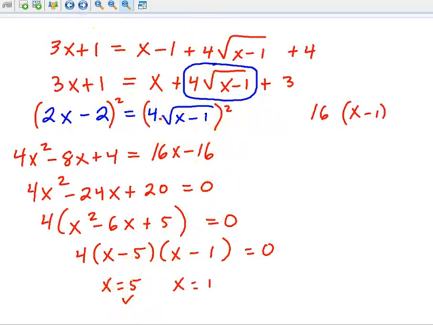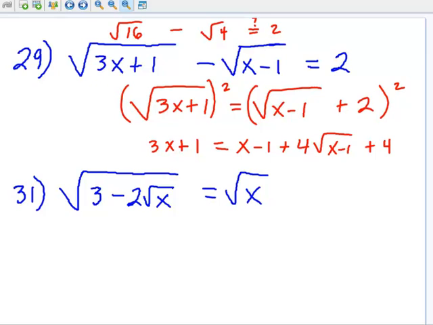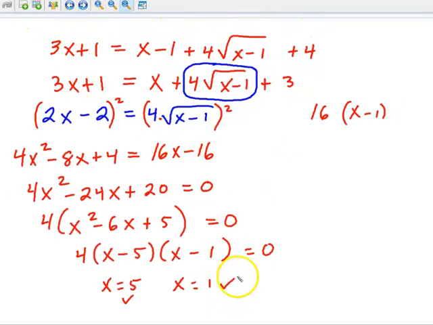5 looks good. All right, now let's take a look at 1. So 3 times 1 is 3 plus 1. So this is going to be the square root of 4. 1 minus 1 is 0, and the square root of 0 is 0. Does that give us 2? So the square root of 4 is 2 minus 0, yes. So in this case, it doesn't always happen, but in this case, they both work. So we got 2 solutions, and they're both valid.